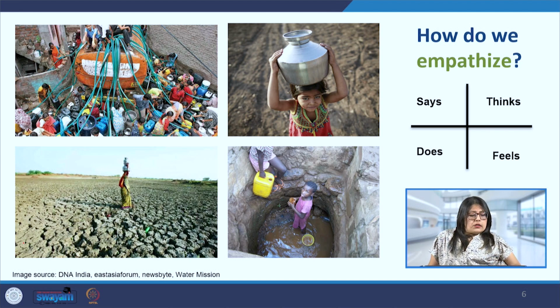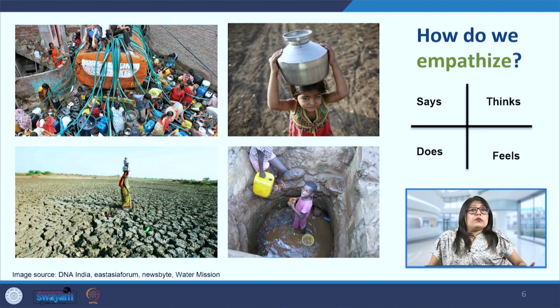And when we observe, we may notice, as you can see in these images, that they are using all sorts of pots and pans, plastic, metal. They may be unhygienic. Maybe that is an observation we are making, that the pans are not very hygienic. The way they store the water is very unhygienic. And there are long queues.